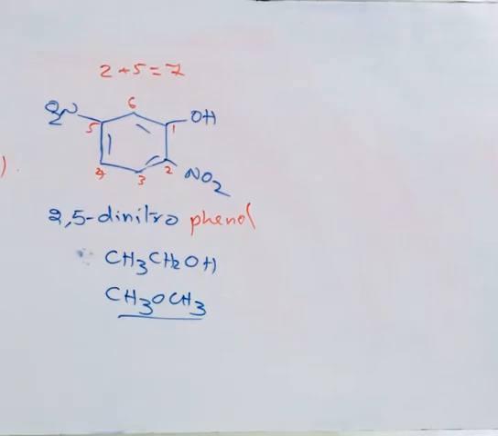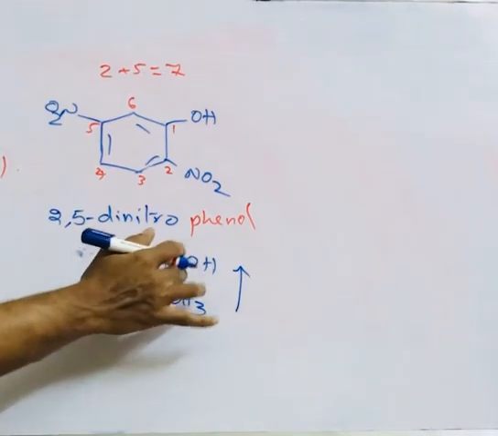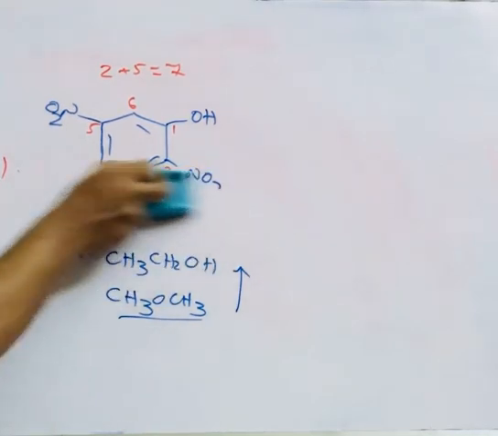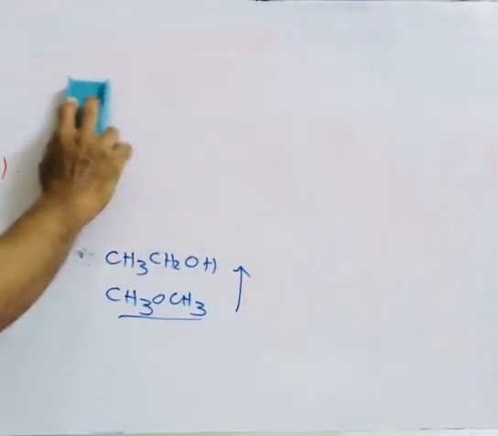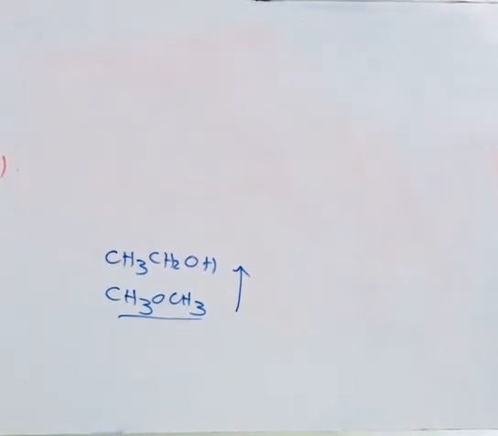So they asked about the boiling points. The boiling point of ethanol is higher than methoxymethane. So this is having a higher boiling point than this particular one. I think you can easily explain this. Whenever you want to explain a boiling point or melting point, you need to see the associated molecules, whether any association is possible because of some bonding. Ethanol exists as associated molecules.